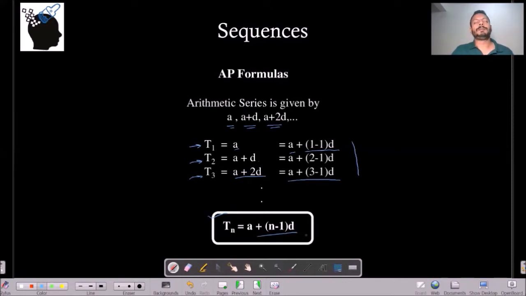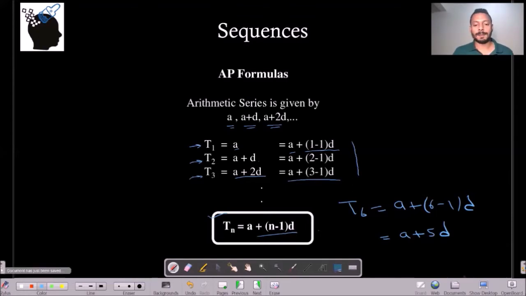So let's say if I need to find the sixth term in this, I can write T6 as nothing but A plus 6 minus 1 times D, or nothing but A plus 5D. So remember this formula. In an arithmetic series, if you have to find the nth term, then you can use A plus n minus 1 times D. Now let's see what are the different terms in this formula.